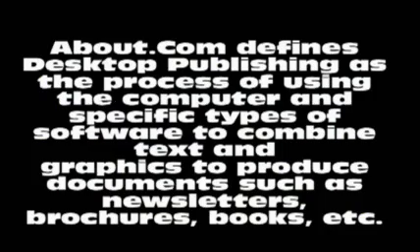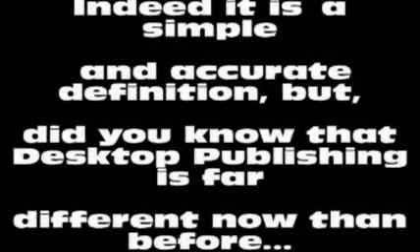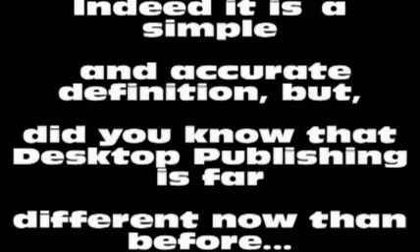About.com defines desktop publishing as the process of using the computer and specific types of software to combine text and graphics to produce documents such as newsletters, brochures, books, etc. Indeed, it is a simple and accurate definition, but did you know that desktop publishing is far different now than before?